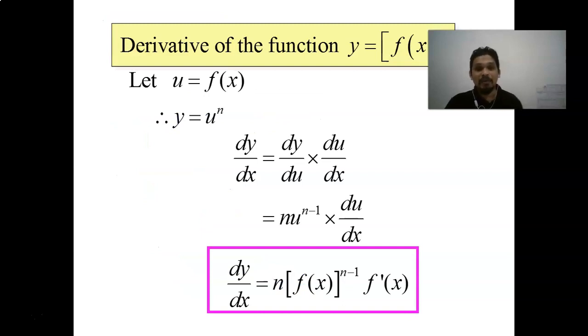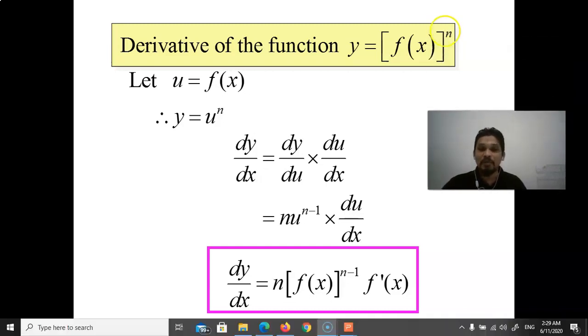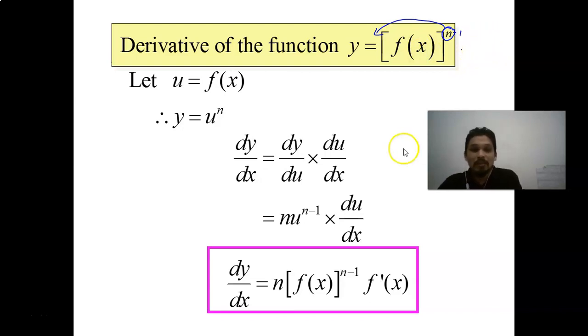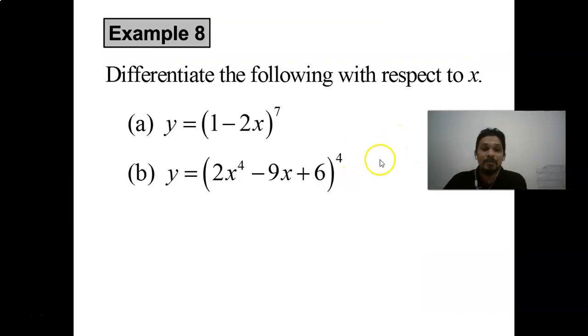So the derivative of the function y equals f(x) to the power of n. So we simplify this by n. We bring n up in front here. Then next is n minus 1. Then multiply with f prime x. Okay, we'll try to understand this by looking at an example for this one here now.